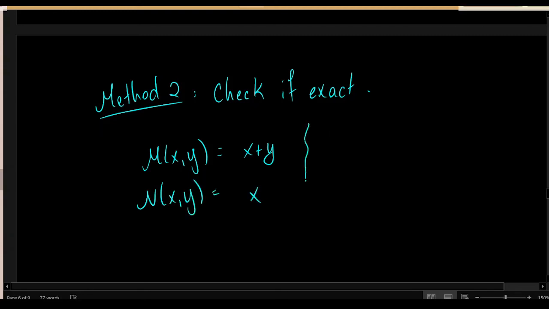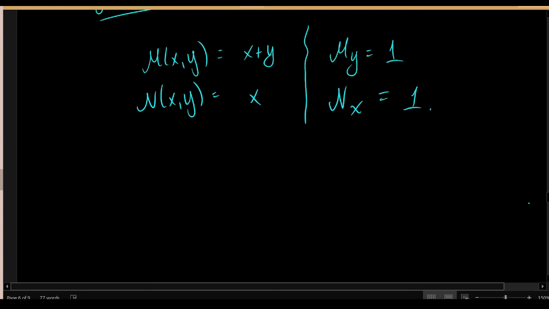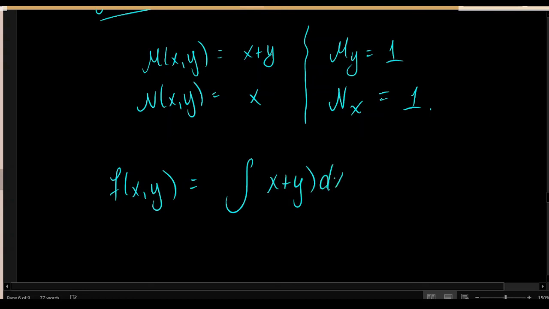So if our M(x,y) is equal to x plus y, then the mixed partial would be equal to positive 1, and the mixed partial for N, the partial derivative with respect to x, would also be equal to 1. So that means that if we were going to give this solution implicitly, then we would start by integrating x plus y with respect to x. And we would get x squared plus xy plus some term containing y's and constants.